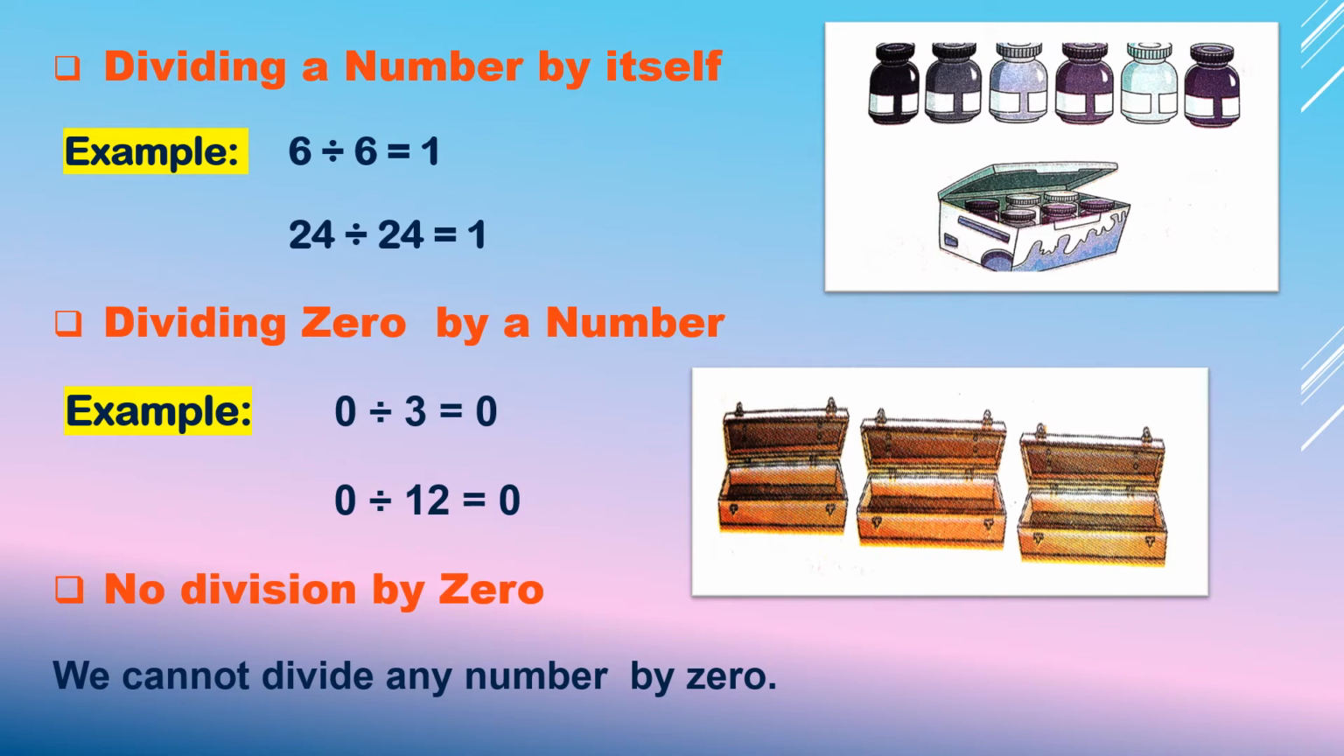Next, dividing 0 by a number. 0 divided by any number gives 0, except 0. Suppose you have 0 paint brushes and you want to put them into 3 boxes. So how many paint brushes do you need to put in each box? There are 0 paint brushes in each box. 0 divided by 3 equal to 0. So you need 0 paint brushes in each box. Next, no division by 0. We cannot divide any number by 0.